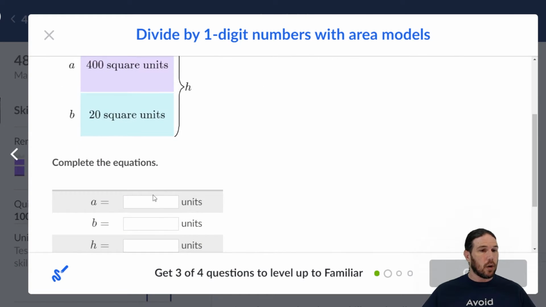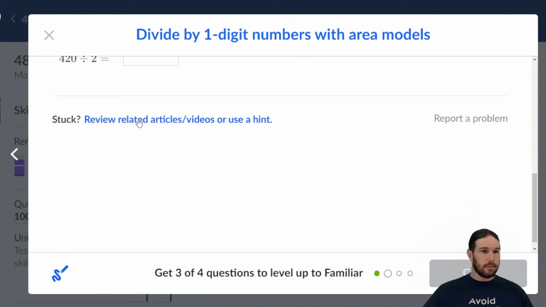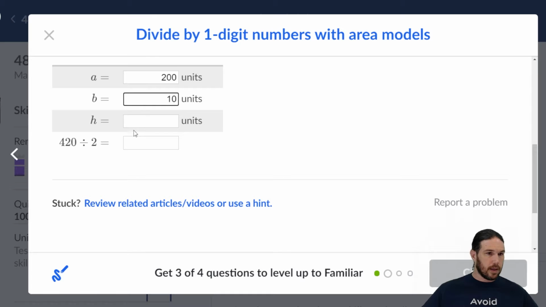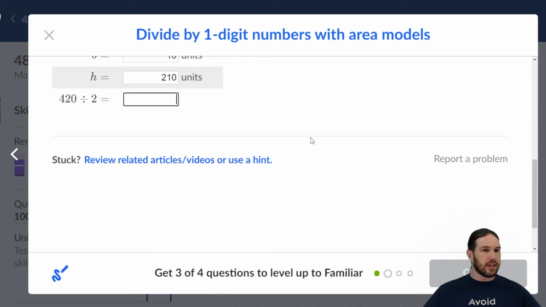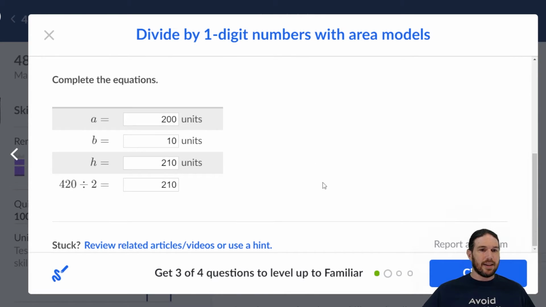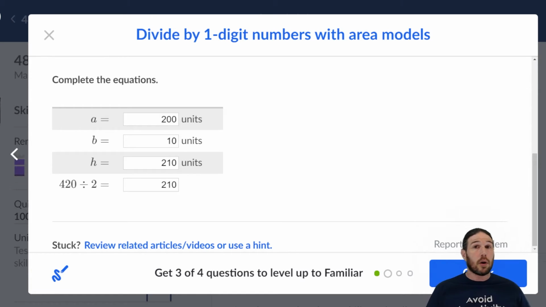So A is going to be 200, because 200 times 2 is 400. B is going to be 10, because 10 times 2 is 20. So the whole height is 210. So 420 divided by 2 is 210. Maybe you could have done this one in your head without having to resort to the area model, but honestly, I kind of like using the area model on very simple problems first, so that you can get a feel for how it works, so that when you actually need to use it later for more complicated problems, you've got plenty of practice.